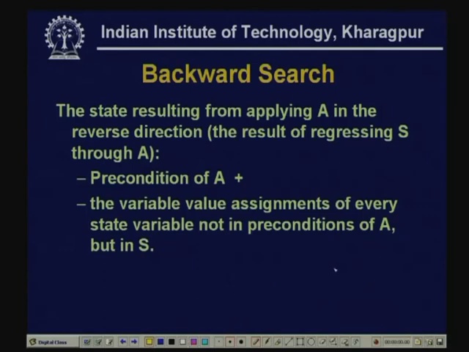We have, this is my current state, and we are considering the effect of the action A. Now, in this state, what would be the propositions? Number 1, all the preconditions of A. Number 2, those propositions which are true in S but they are not in the preconditions of A, we should also add here. So, that would be the partial description of the state which we get by regressing action A in state S. Is this clear?